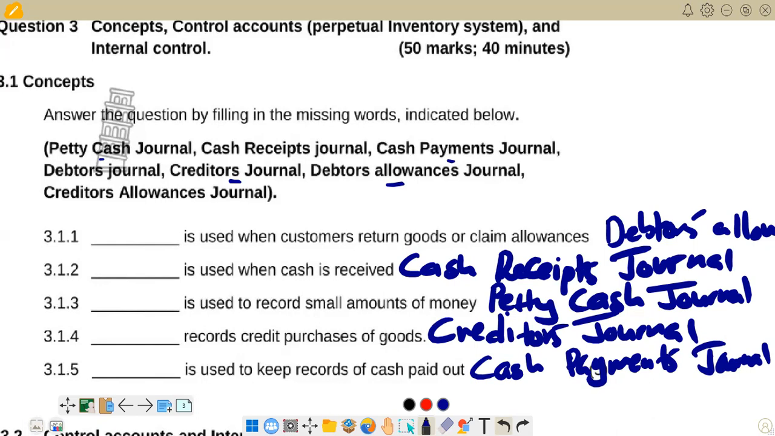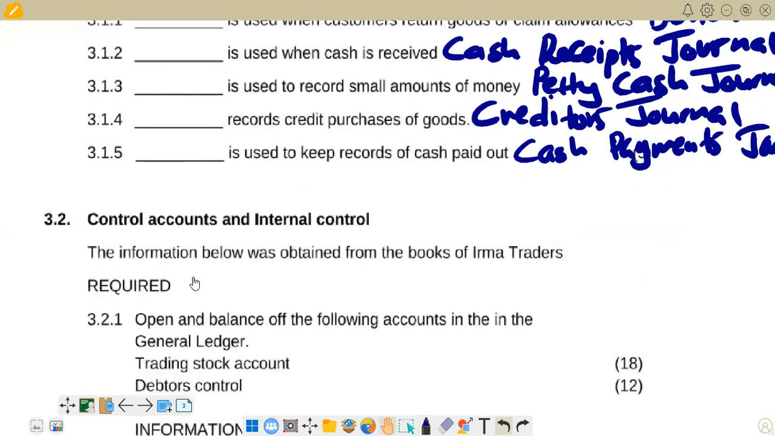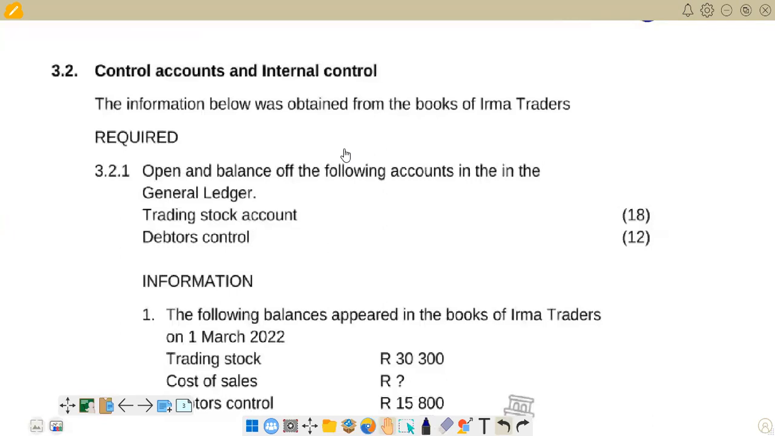Then we can as well move on to the next question. It's on control. The first question is on control accounts and internal control. So that's what we have there. The question reads: the information below was obtained from the books of EMA Traders. The required part 3.2.1 reads: open and balance the accounts in the general ledger.